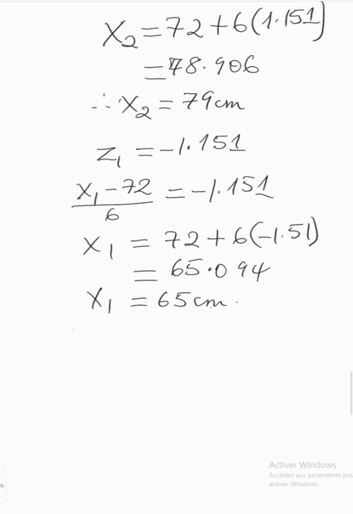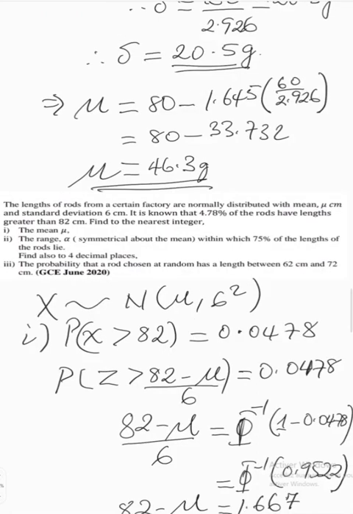So we can conclude that the range alpha that we are asked to find is such that 65 is less than x and x in turn is less than 79. Now the third part of the question says the probability that a rod chosen at random has a length between 62 centimeters and 72 centimeters. This one is easy to find. We already have the mean as 72 and the standard deviation is given as 6. So it is left as an exercise for you to do.